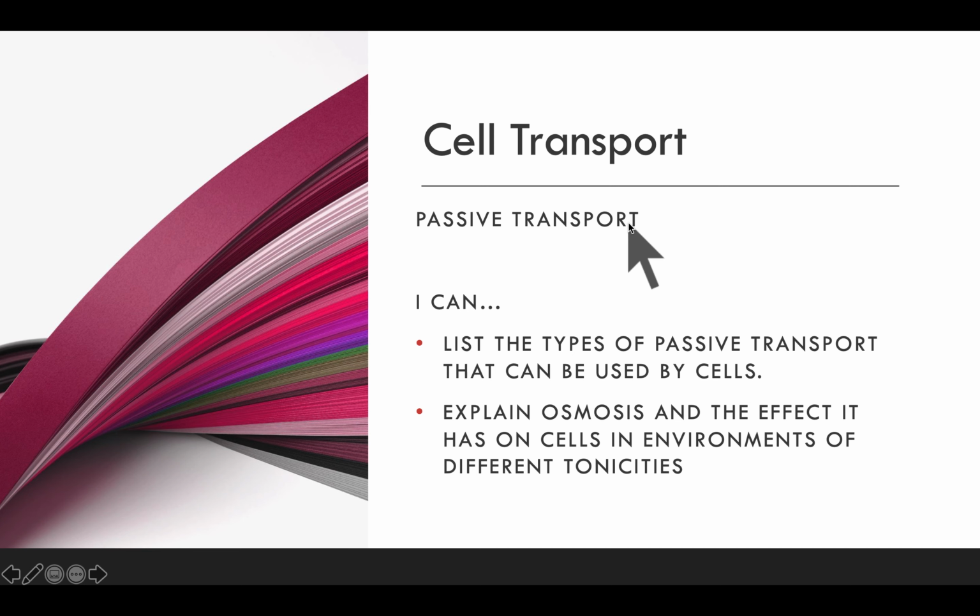By the end of this video, you can list the types of passive transport that can be used by cells and explain osmosis and the effect it has on cells in environments of different tonicities.